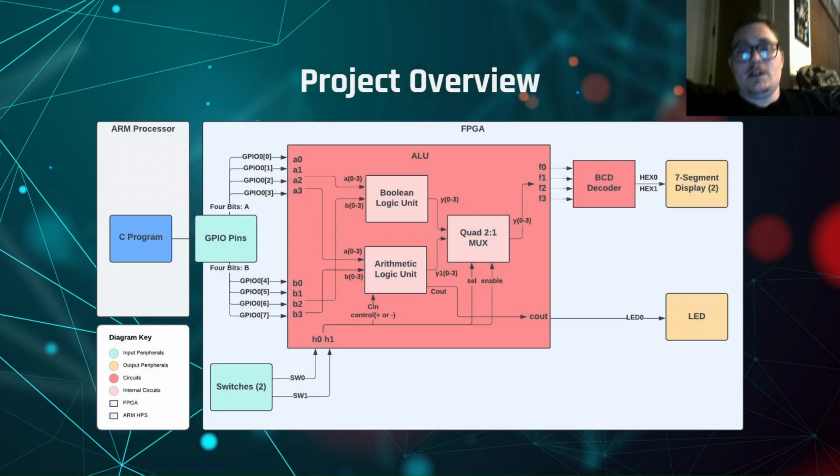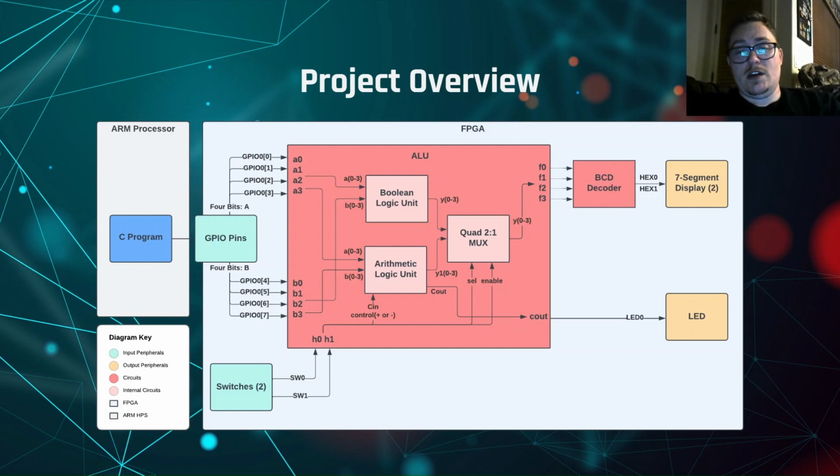So this is the system diagram, just continuing on with project overview. As we can see on the left, we have our C program on the ARM processor on the HPS side of the board. And then on the right, we have the FPGA, where the remainder of the circuits and the peripherals are found. We see that from the GPIO pins, we have two 4-bit inputs going into the ALU circuit, and those eventually are passed to the Boolean logic unit and the arithmetic unit. We can see on the bottom left corner that there are two slide switches.